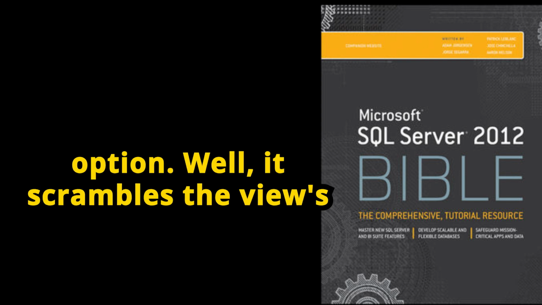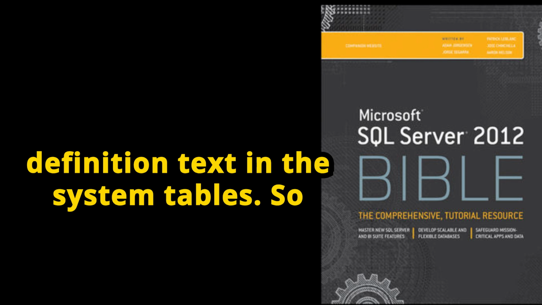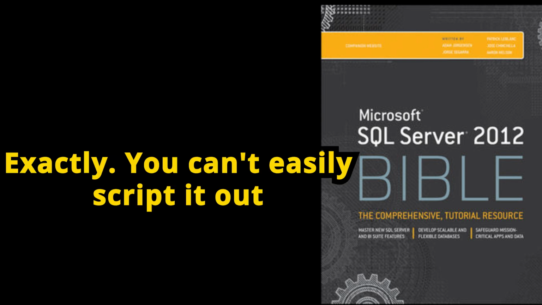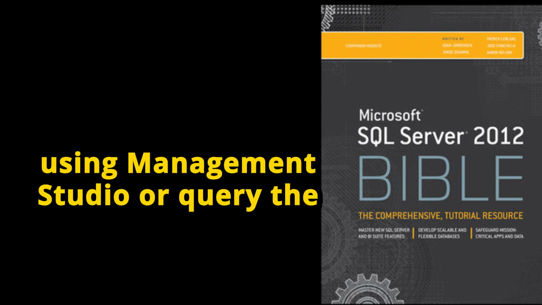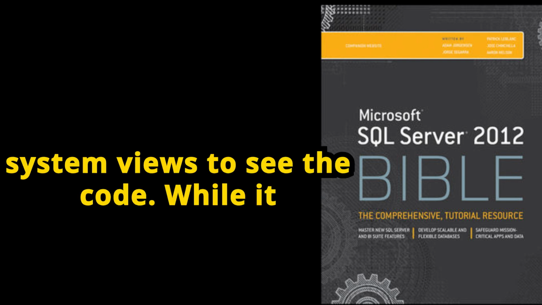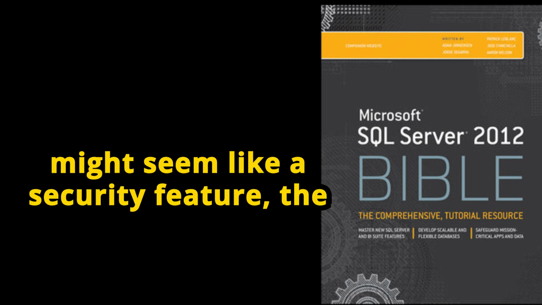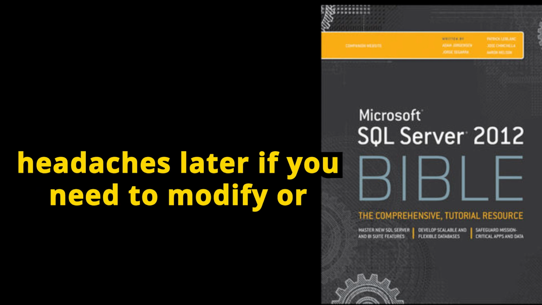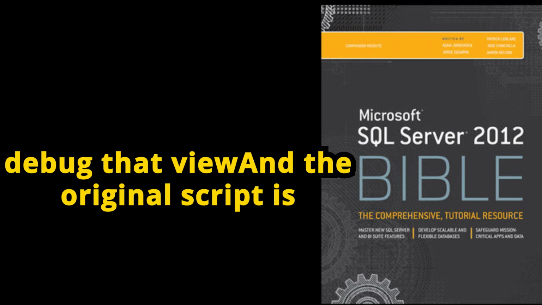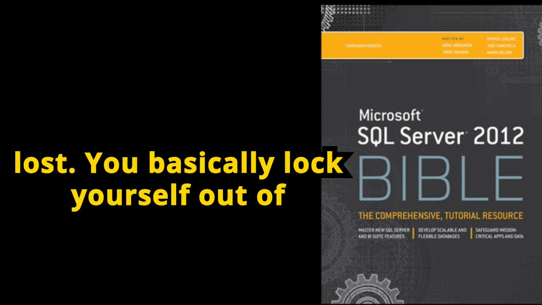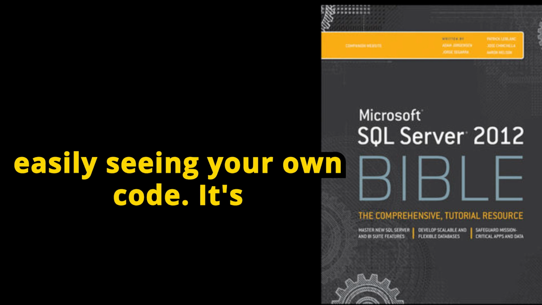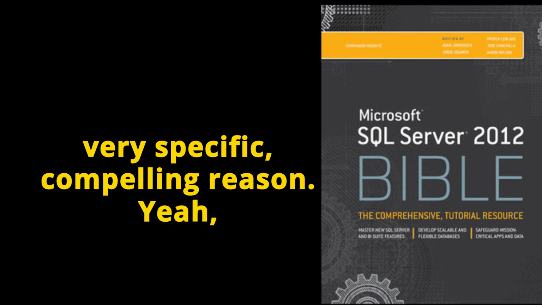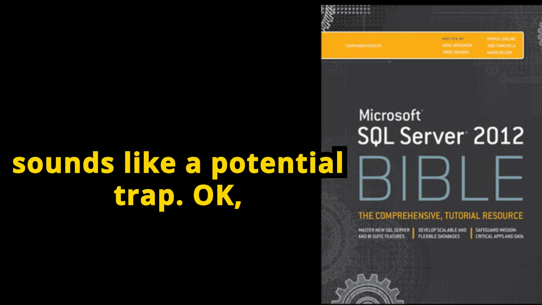And the with encryption option, well, it scrambles the view's definition text in the system tables. So you can't see the T-SQL code anymore. Exactly. You can't easily script it out using Management Studio or query the system views to see the code. While it might seem like a security feature, the material warns it can cause major headaches later if you need to modify or debug that view and the original script is lost. You basically lock yourself out of easily seeing your own code. It's generally discouraged unless there's a very specific, compelling reason. Yeah, sounds like a potential trap.